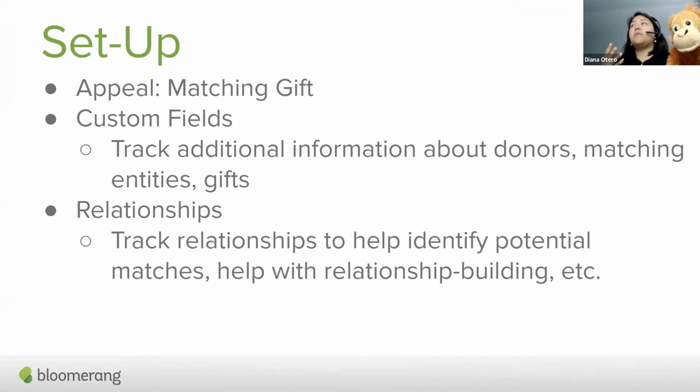So when we're thinking about setup, the very first thing you want to do is set up an appeal for matching gifts. This appeal is what you're going to be using when the match comes in, so that you're able to report on matches that have come in. You also want to use some custom fields. So this will allow you to track additional information about your donors or matching entities, as well as the gifts themselves. And lastly, the relationships. You can use relationships to help identify potential matches. It can also, in general, help with relationship building as well. So let's take a look at that.